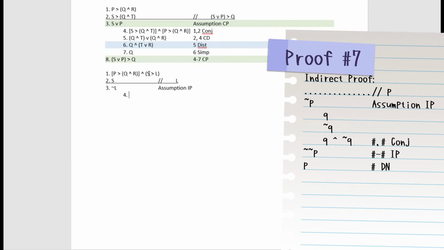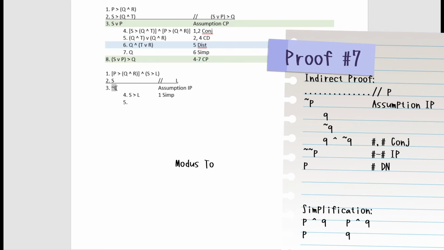Well, we've got S implies L. Yeah, we've got an S implies L. I don't know how that's going to be useful to us, but right here we've got this conjunction, see? Which means we can simp it out. So we'll just simp that out of line 1. Cool. Don't know how useful that's going to be.